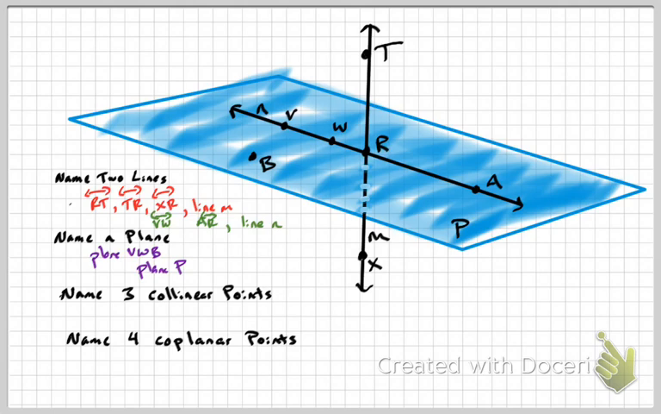Finally, let's name 3 collinear points. Any of these 3 would work, or T, R, and X would work. Coplanar points, 1, 2, 3, 4, 5. Any 4 of those points would work. All right?